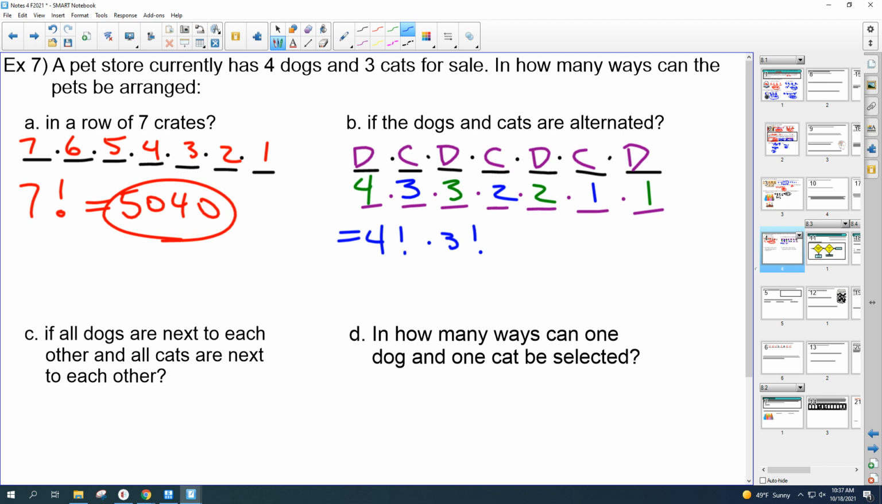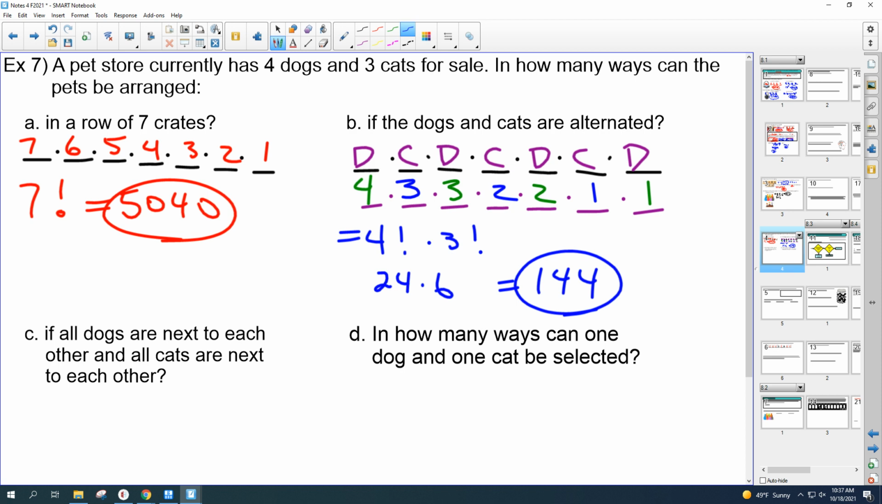You've got 4 factorial, which is 24, and you've got 3 factorial, which is 3 times 2 times 1, that's 6. 24 times 6 is 144. That's a tricky question. You have to really read the language and try really hard to do exactly what it says. How about if all dogs are next to each other and all cats are next to each other?